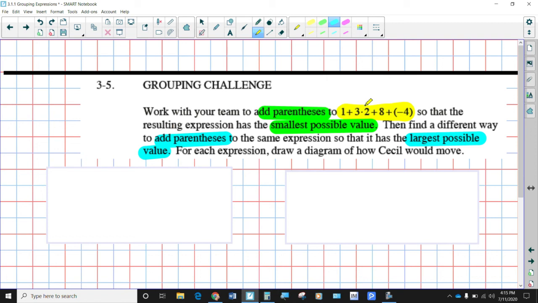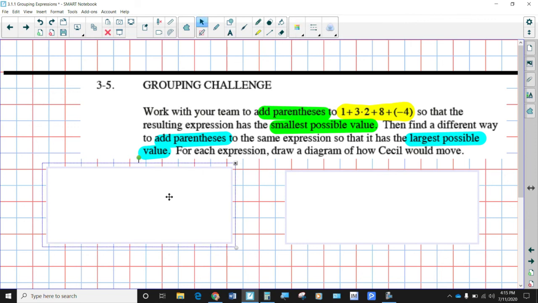Okay. So copy down this expression 2 different times and see if you can identify the lowest possible value of this expression when you put in the parentheses and the highest possible value when you change the location of the parentheses. Go ahead and pause, and when you're ready, you can see what I did.